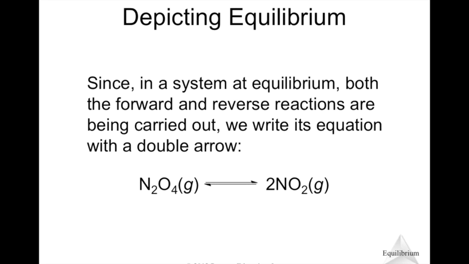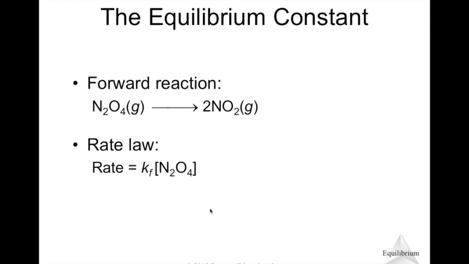So when we're showing something that's in equilibrium, again, both the forward and the reverse reactions are happening. So when we do this, instead of just writing a single arrow, we always write it with a double arrow. So you know that's reversible. It can go this way, or it can go back the other way.